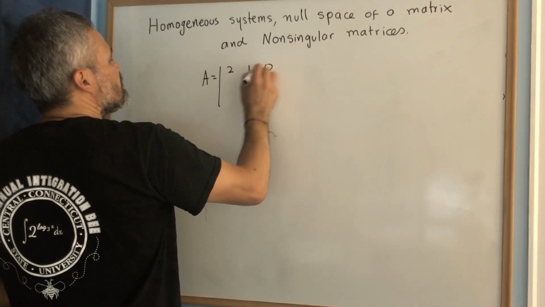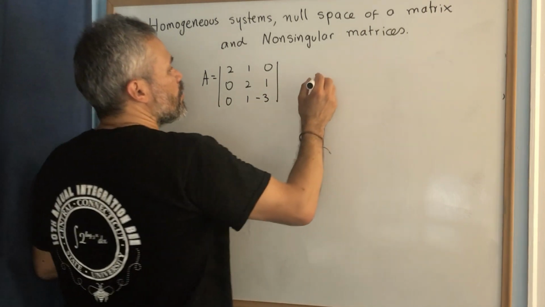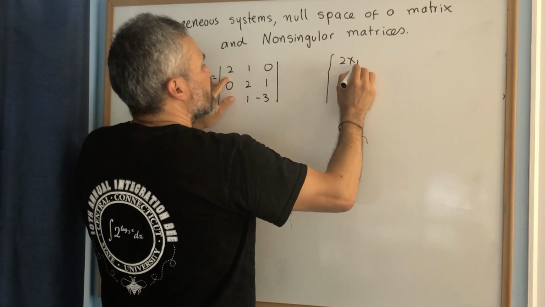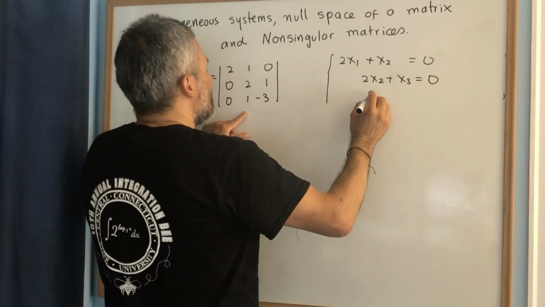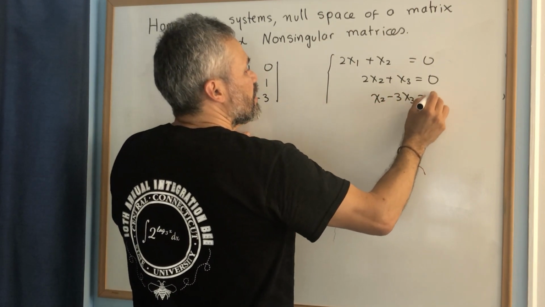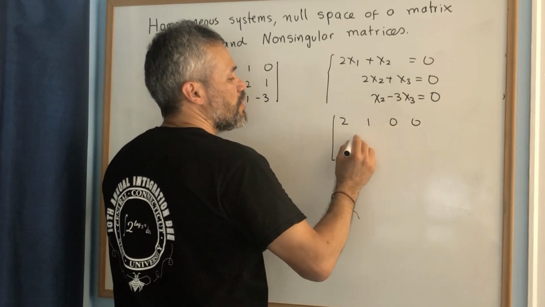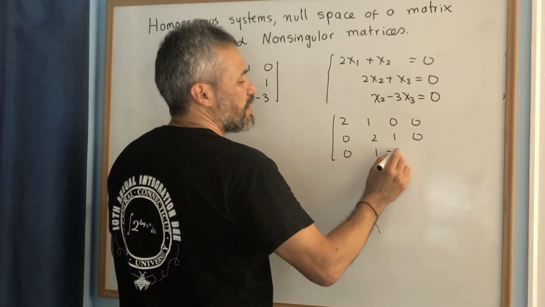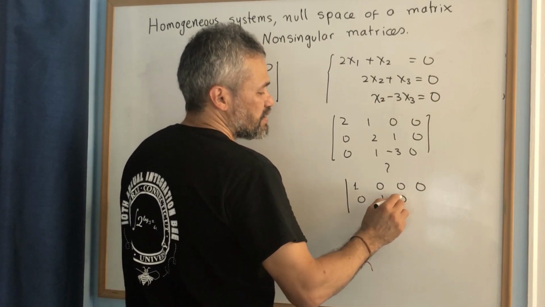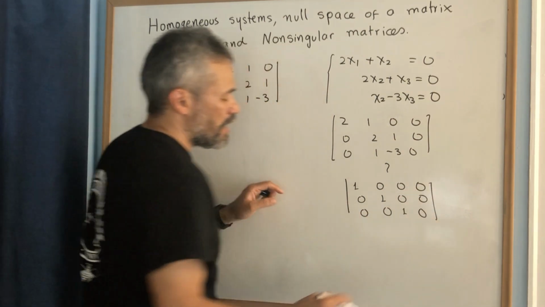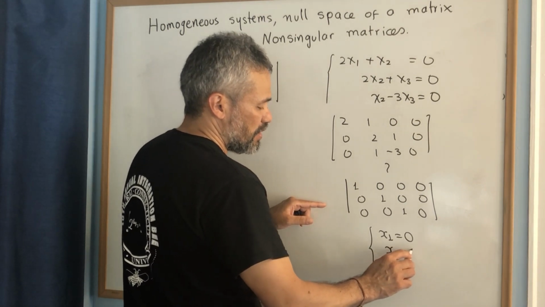We consider the matrix 2, 1, 0, 0, 2, 1, 0, 1, negative 3. Then, in order to find the null space, we need to solve the homogeneous system 2x1 plus x2 equals 0, 2x2 plus x3 equals 0, and then x2 minus 3x3 equals 0. And then the augmented matrix of this system is the matrix 2, 1, 0, 0, 0, 2, 1, 0, 0, 1, negative 3, 0, which is row equivalent to the matrix 1, 0, 0, 0, 0, 1, 0, 0, 0, 0, 1, 0.